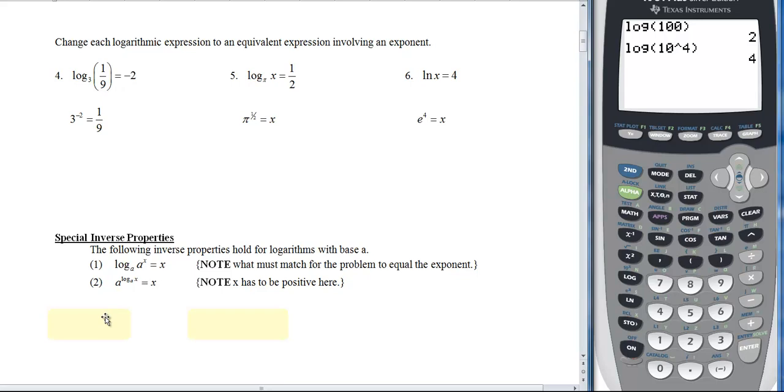Now another thing I looked at right down here is if I rewrote these. Now this is in logarithmic form. So if I rewrote this to exponential, it would be a, this a, raised to the x would equal my number. So you see, notice that that's true.